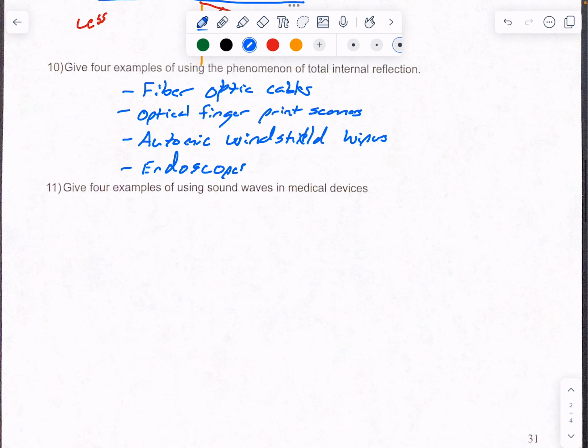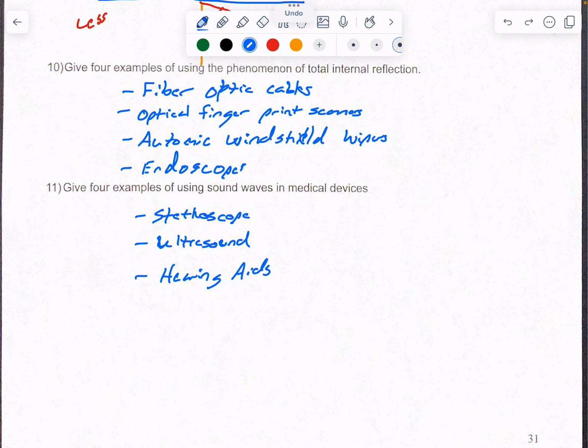Okay, 11, give 4 examples of using sound waves in medical devices. So we have our stethoscope, whenever they listen to your lungs. You have ultrasounds, so one day, if you're going to look at babies before they're born, they use ultrasounds there. Hearing aids, and then tagging along with that would be cochlear implants.